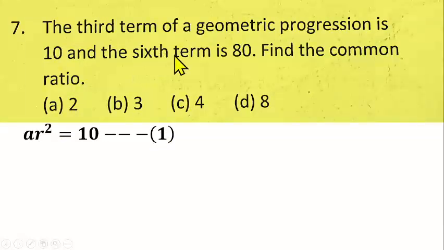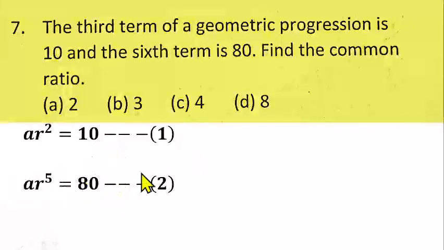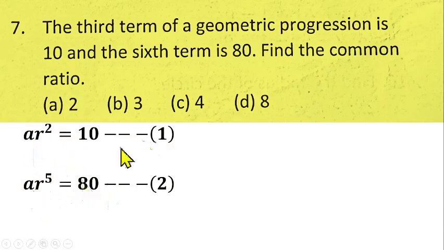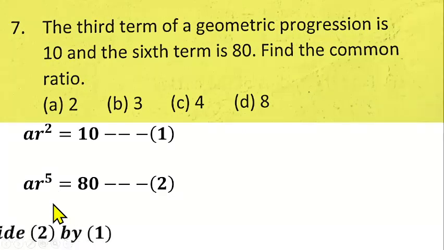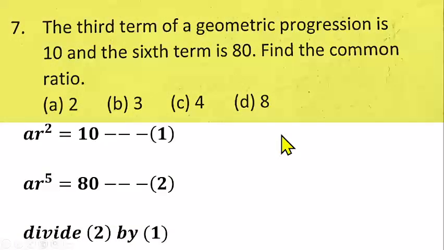And the sixth term, what is the sixth term of a GP? That will be ar raised to power 5, and that will be equal to 80, to give us equation 2. So you can divide equation 2 by equation 1. A will cancel A, then r squared will go into r raised to power 5, that will give us r cubed left. So you have r cubed equals 80 divided by 10, that gives us 8.